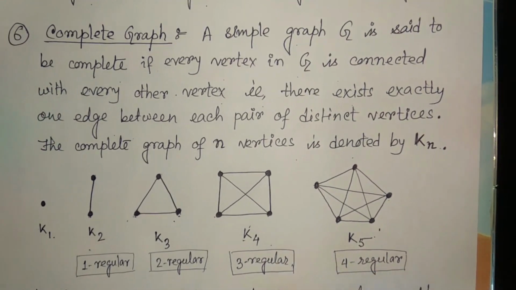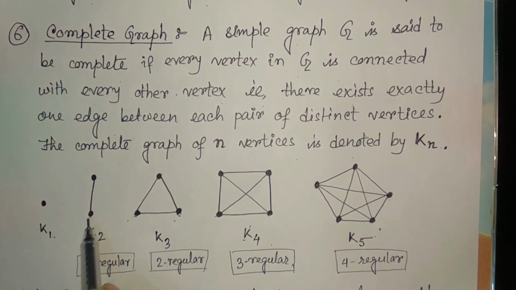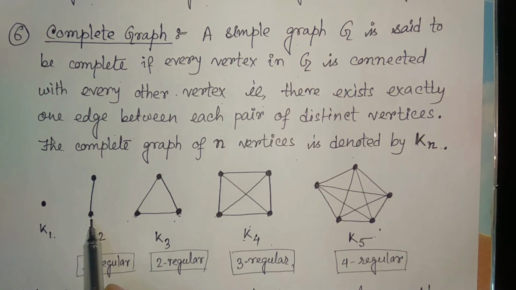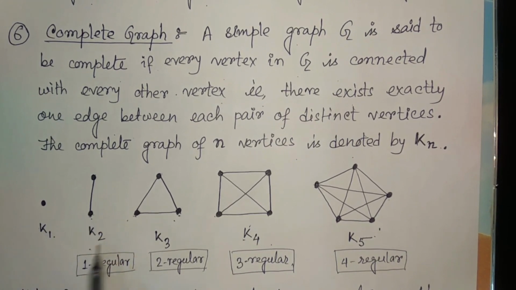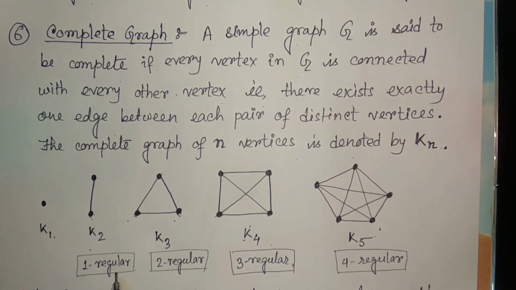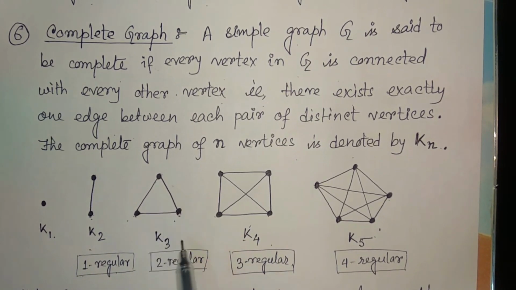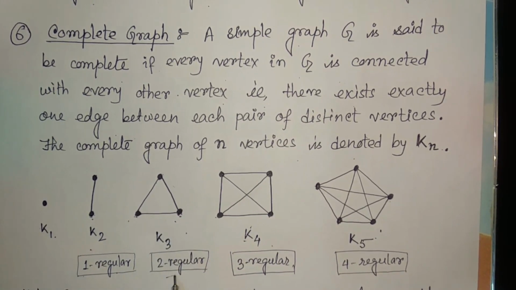One magical thing is that if we choose this one, it has 2 vertices and both vertices have the same degree, which is 1. So it is called 1-regular. Here there are 3 vertices and all the vertices have degree 2. So we can say it is 2-regular.